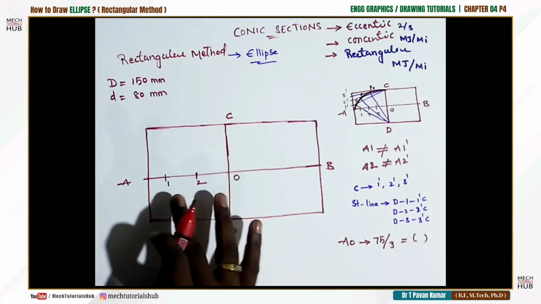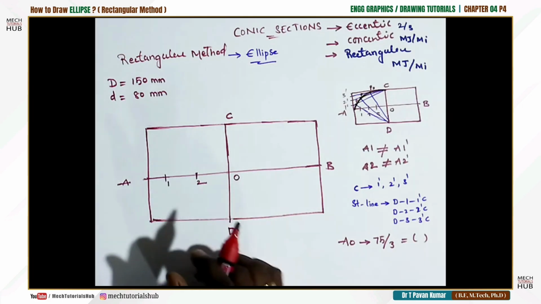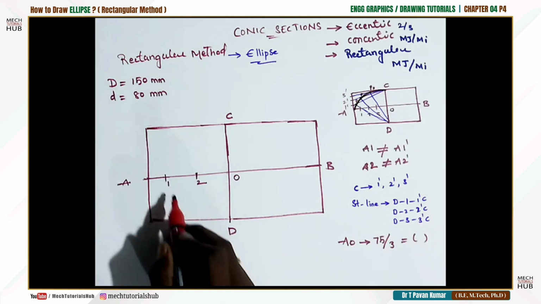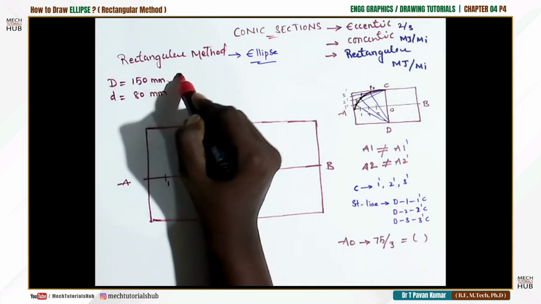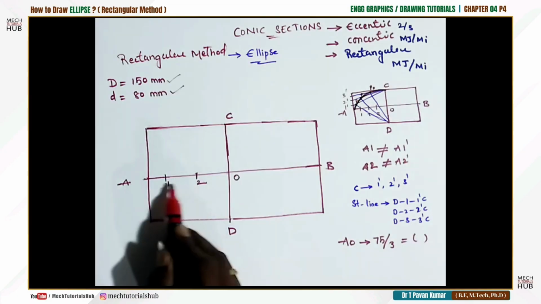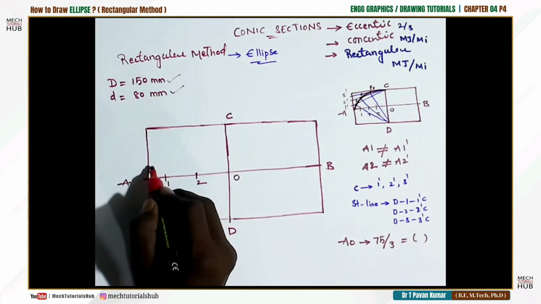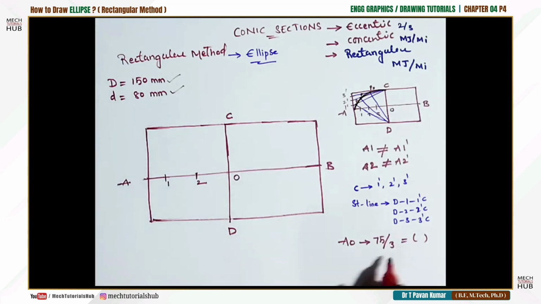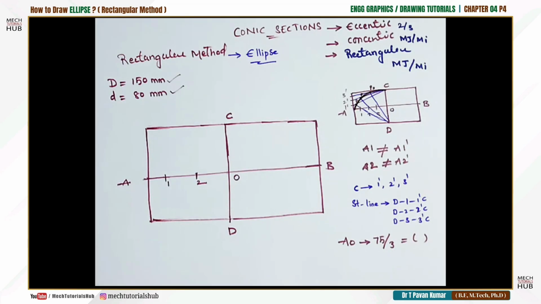In actual practice, when you draw in your examination or in regular practice in your college lab, you'll divide this into 5 divisions. It all depends on the value of major and minor. As of now, I'm dividing this into 2 segments. I'll divide this also into 2 segments, or else we'll make it 3. I have taken 3, no? I'll make this 3 for your better understanding.